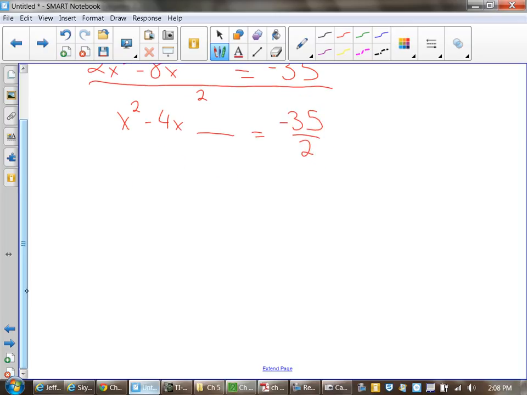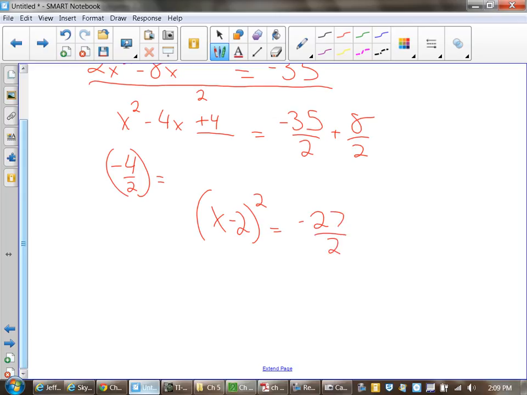Now complete the square. Take half of b. What's half of negative 4? Negative 2. That's my term, x minus 2. Square it, and I add 4 to both sides. In this case, I added 8 over 2, which is the same thing as 4. Do you agree? What's negative 35 and 8? I get negative 27 over 2.